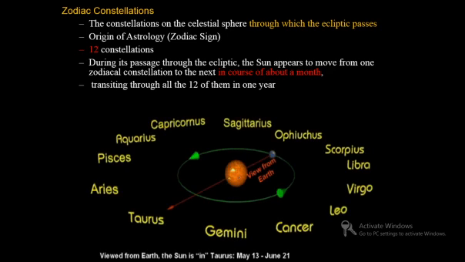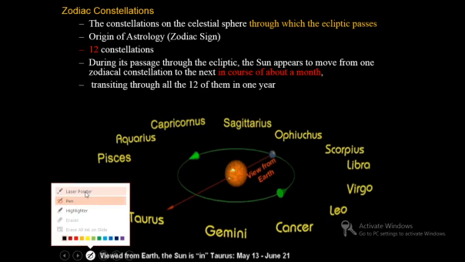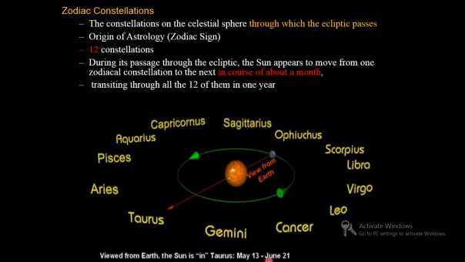So, for example, during May to June, the zodiac sign is actually Taurus. So what does that mean? It just means that when we look at the sun from Earth, the sun would be in the Taurus constellation.